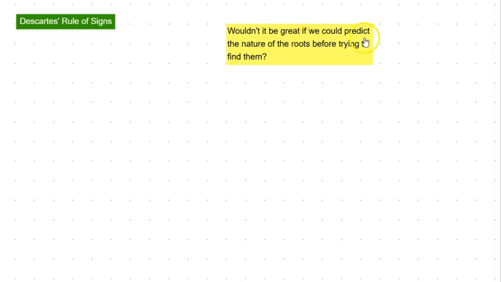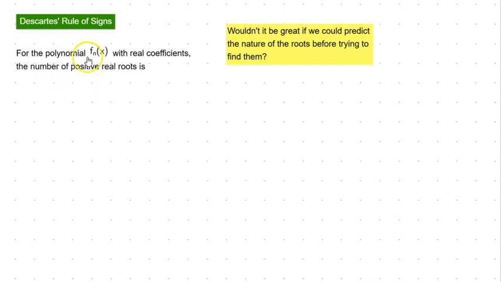Previously, we have looked at factor theorem, fundamental theorem of algebra, conjugate root theorem, and irrational root theorem. Now we will look at Descartes' rule of signs. Now, wouldn't it be great if we could predict the nature of the roots before trying to find them? That would be really nice. So, that is where Descartes' rule of signs comes in.